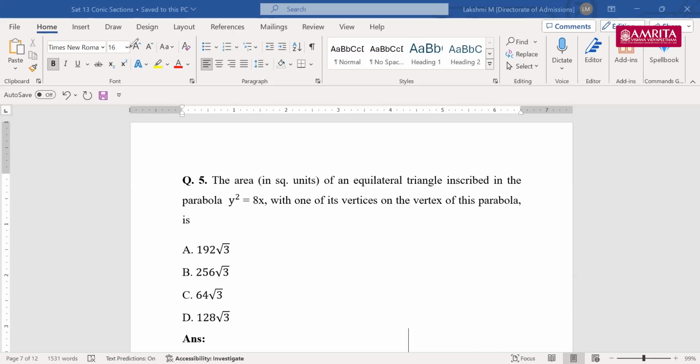There are two options in the chat box, which are option A and option C. I want all of you to cross check what you have done. Those students have typed both the options. Okay, there is A and C.